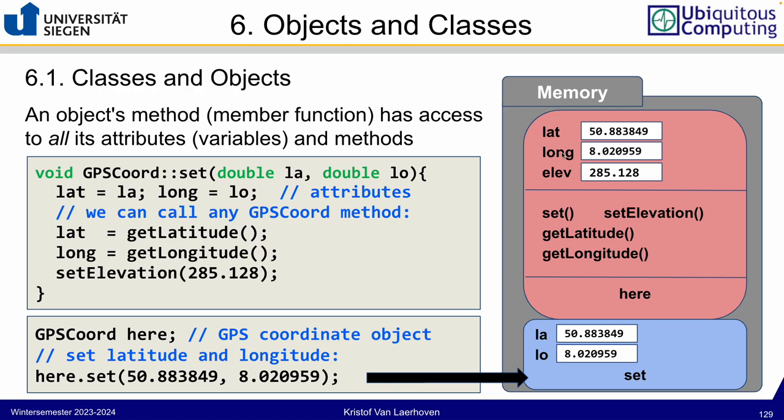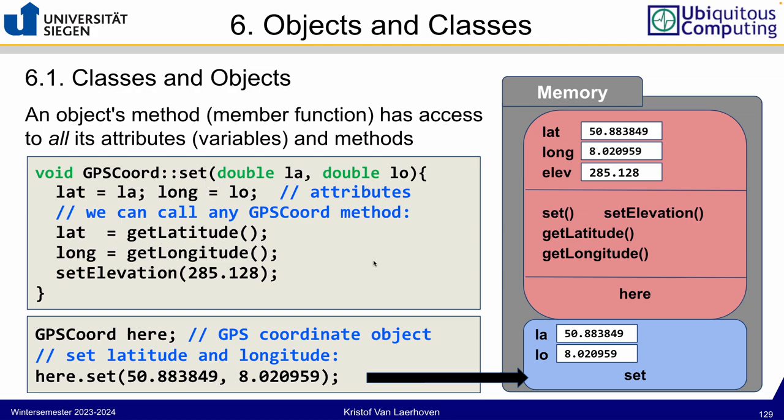Normally, from outside the class, we can't change this. But from within one of those functions, we can. Therefore, we can set long to the parameter LO. So when we call this method set with 50 and 8 as numbers, we move the values 50 and 8 into lat and long respectively, right? That's how we've known functions to work. Through the parameters, we copy the values 50 and 8, and those are then copied inside our attributes.